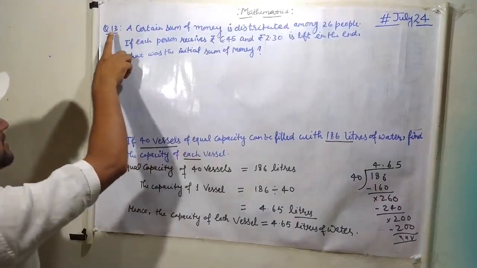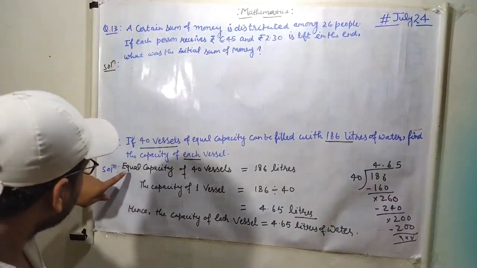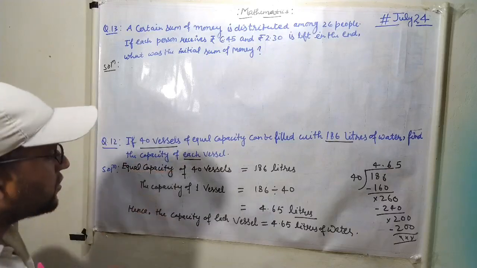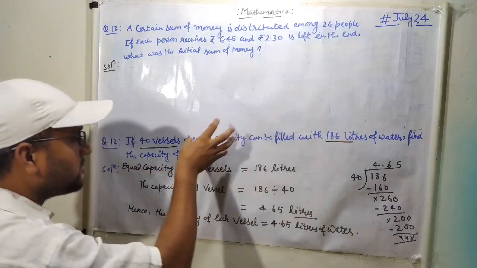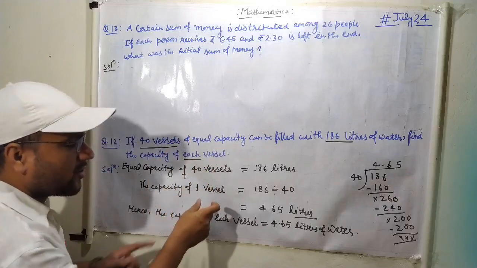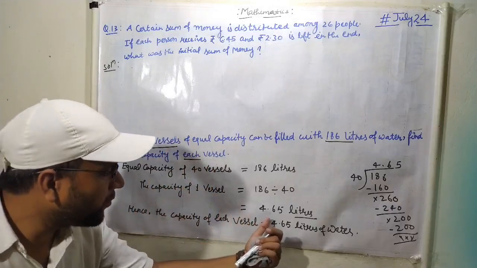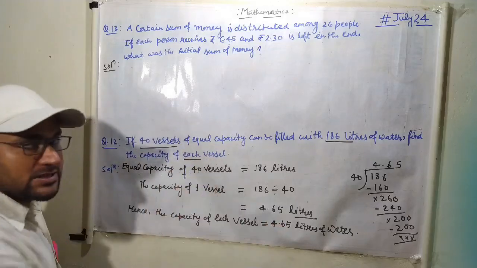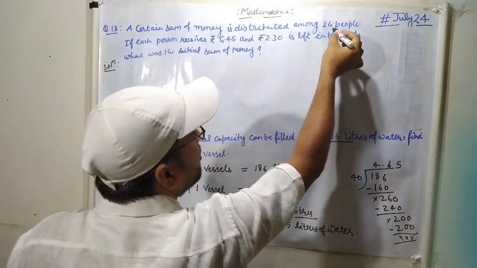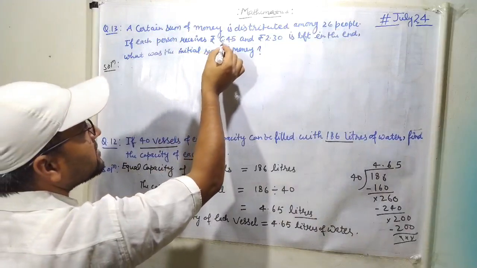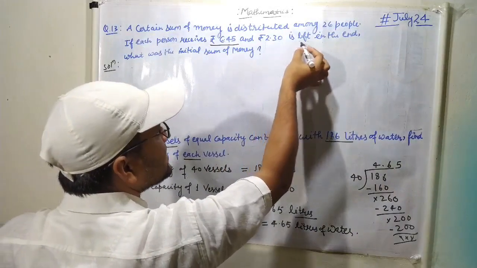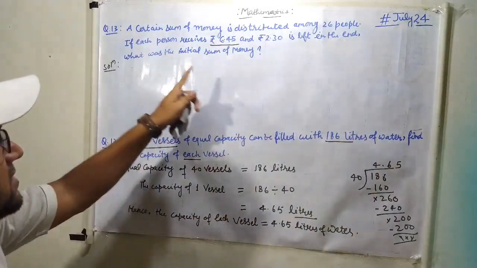Hello students, question number 13. In question number 12, you can use the word equal because this 186 liters is distributed equally in 40 vessels. Then you find the capacity of 1 vessel, so 4.65 is equally filled in 40 vessels. Now question number 13: a certain sum of money is distributed among 26 people. Each person receives 6.45 and rupees 2.3 is left in the end. What was the initial sum of money?